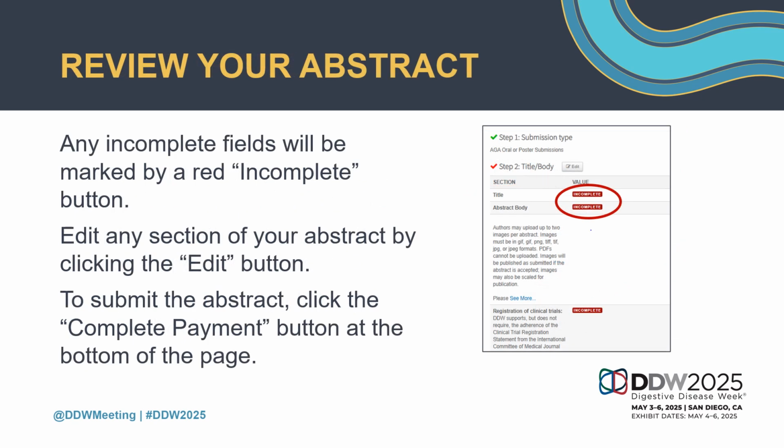After you finalize your author string, you'll have the opportunity to review your abstract before submitting. Any required fields that still need attention will be marked by a red Incomplete button. Edit any section of your abstract by clicking on that Edit button. When you're ready to submit, scroll to the bottom of the page and click the Complete Payment button.